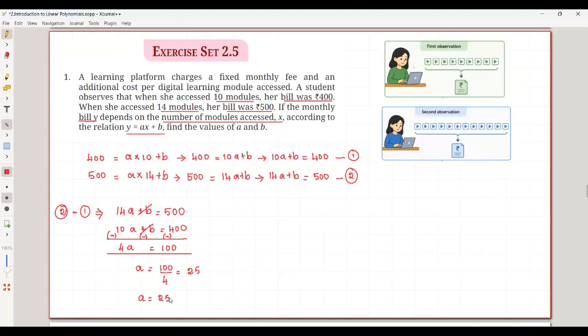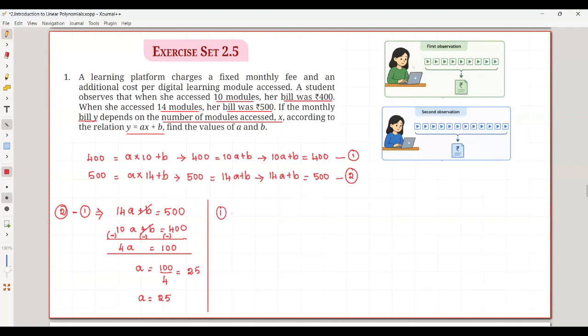We found the A value. Next, I have to get the B value. For finding the B value, I can just substitute A is equal to 25 in any one of the equations, either the first equation or the second equation. Whichever is the simpler equation, find it and substitute. I think the first one is easy, right?